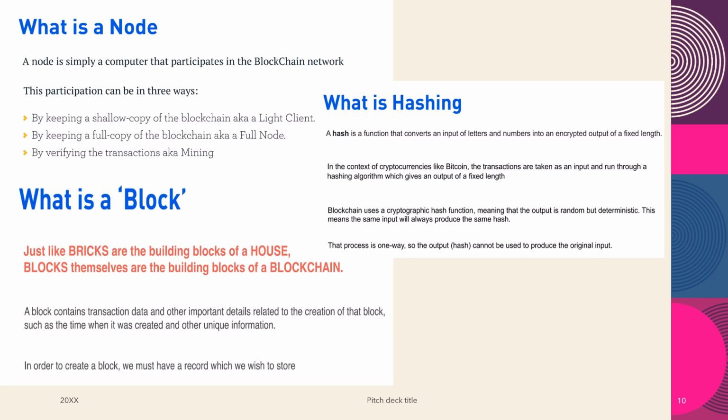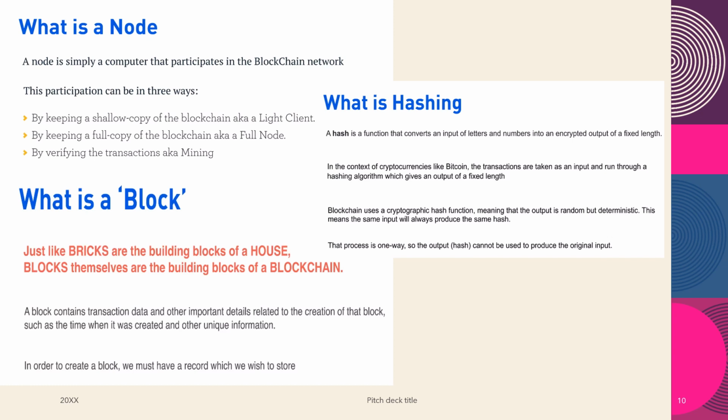Then in terms of what a node, block, and hashing is. A node is simply a computer that participates in the blockchain network, right? It does this by keeping a shallow copy of the blockchain, which is your light chain, by keeping a full copy of the blockchain, which is your full node, and by verifying the transaction through mining. Then a block contains transaction data and other important details related to the creation of that block, such as the time when it was created and other unique information.